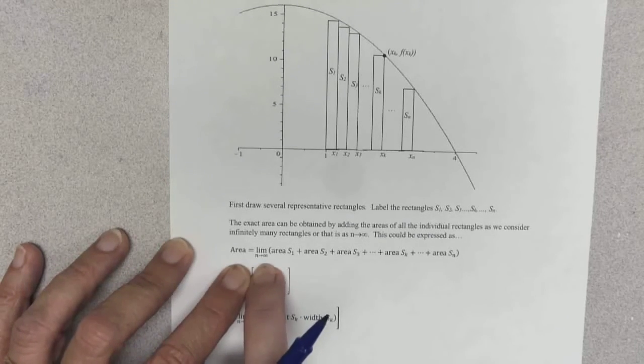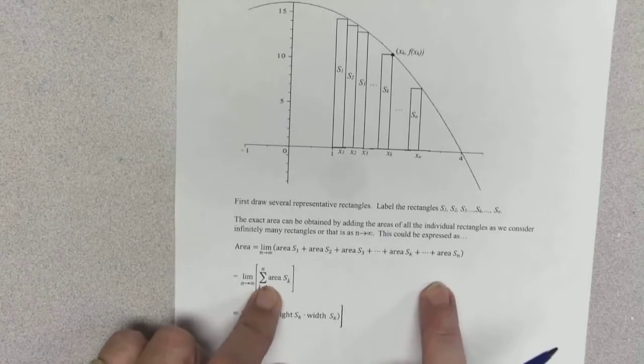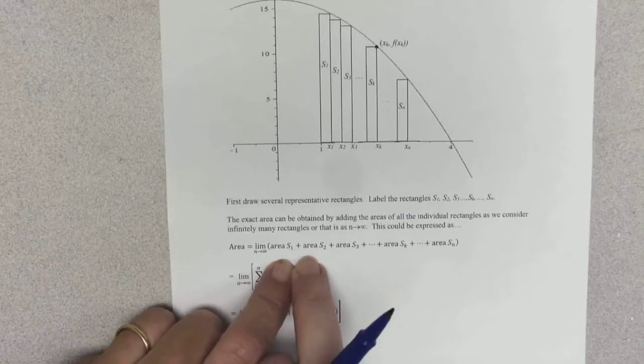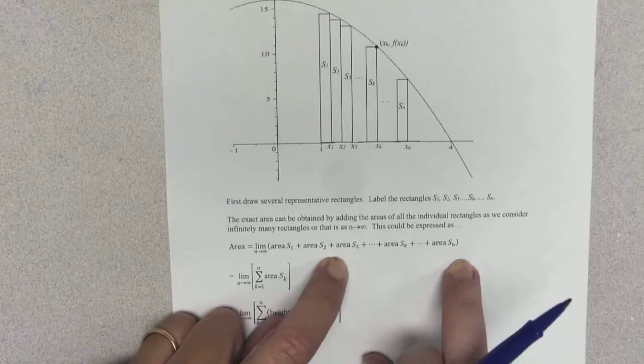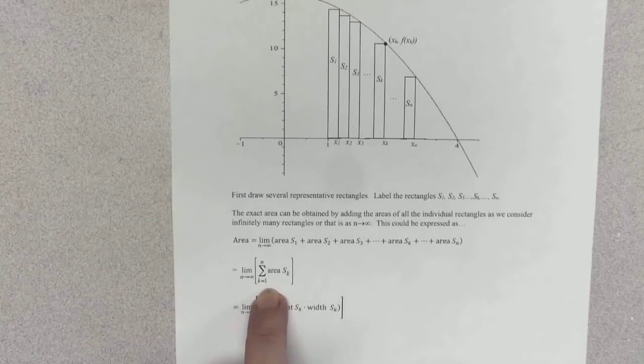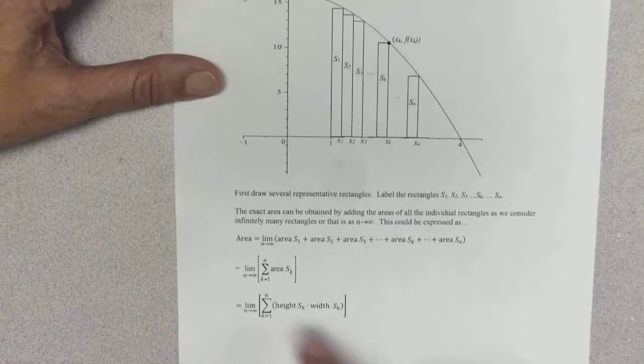Area equals the limit as n goes to infinity of the area of each one of those rectangles. Here's why we did summation notation. This is cumbersome to write out: area of S1 plus area of S2 plus area of S3. So I can use summation notation for that. So that's the limit as n goes to infinity.